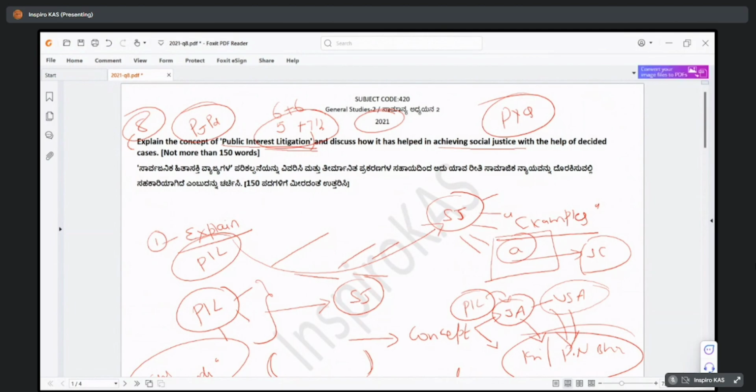It widened Article 21, the right to life. The entire expansion of Article 21, many cases were from public interest litigation only. But if you don't tell me the case, there is no point in the answer, because the question is very clear in asking to explain with the help of decided cases only. They are not simply asking how it has helped in achieving social justice. Otherwise, you could have written whatever you want without mentioning any case name. But here they are specifically asking, so I would want you to write the case names only.